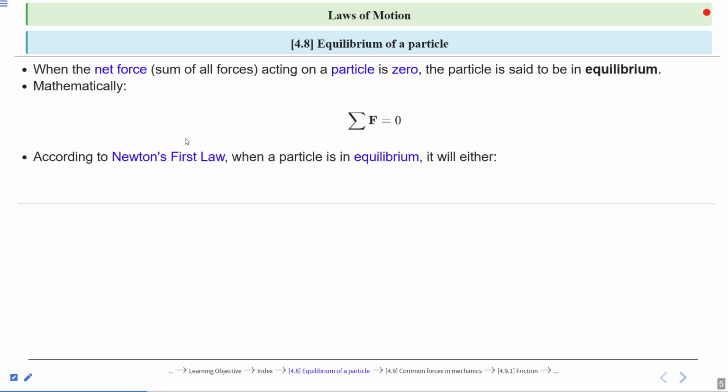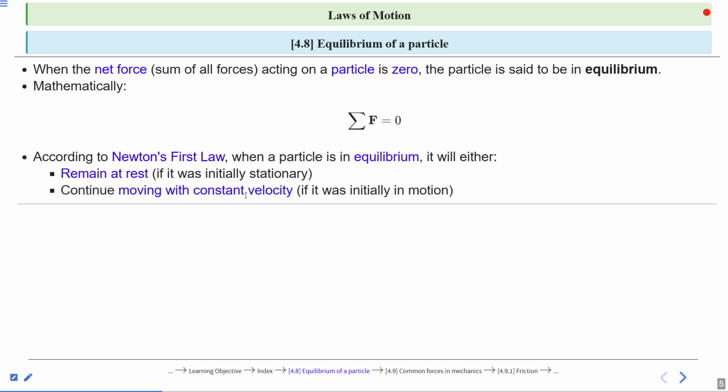According to Newton's first law, when a particle is in equilibrium, it will either remain at rest if it was initially stationary, or continue moving with constant velocity if it was initially in motion. It means the net force on a particle should be 0. Clear?